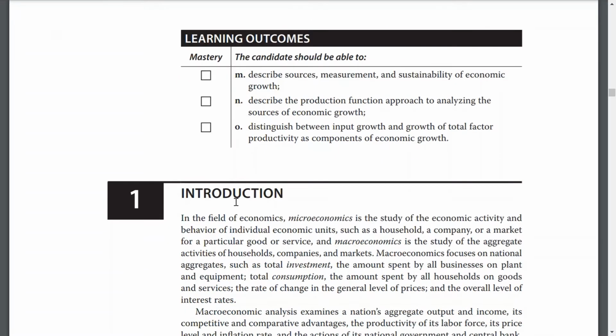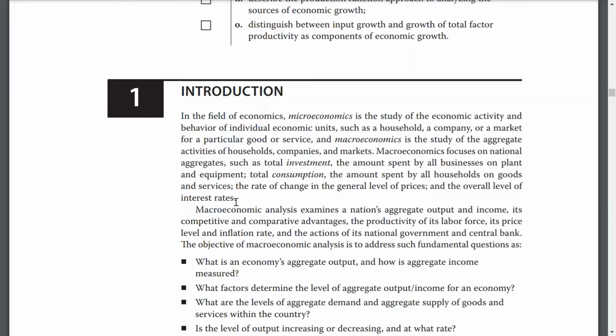Introduction. In the field of economics, microeconomics is the study of the economic activity and behavior of individual economic units, such as a household, a company, or a market for a particular good or service. And macroeconomics is the study of the aggregate activities of households, companies, and markets.